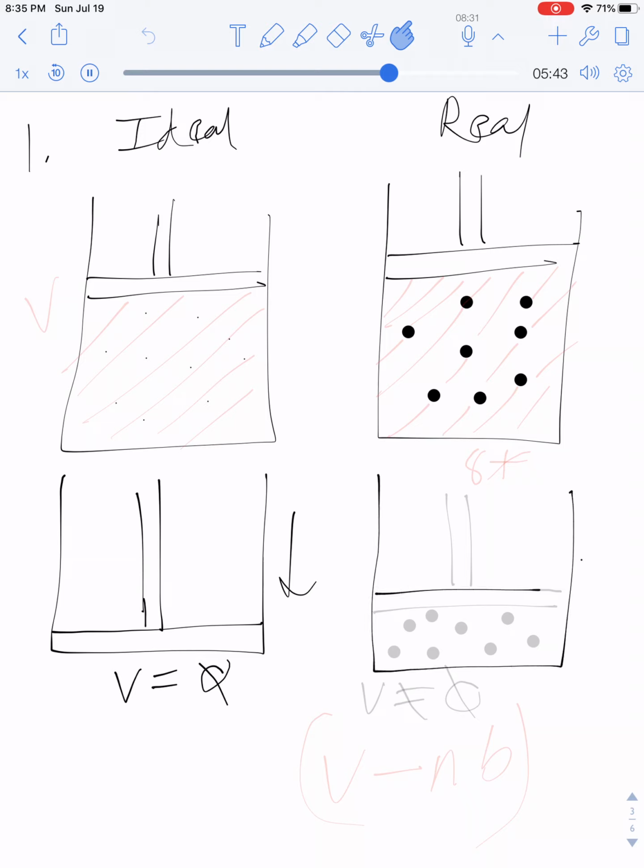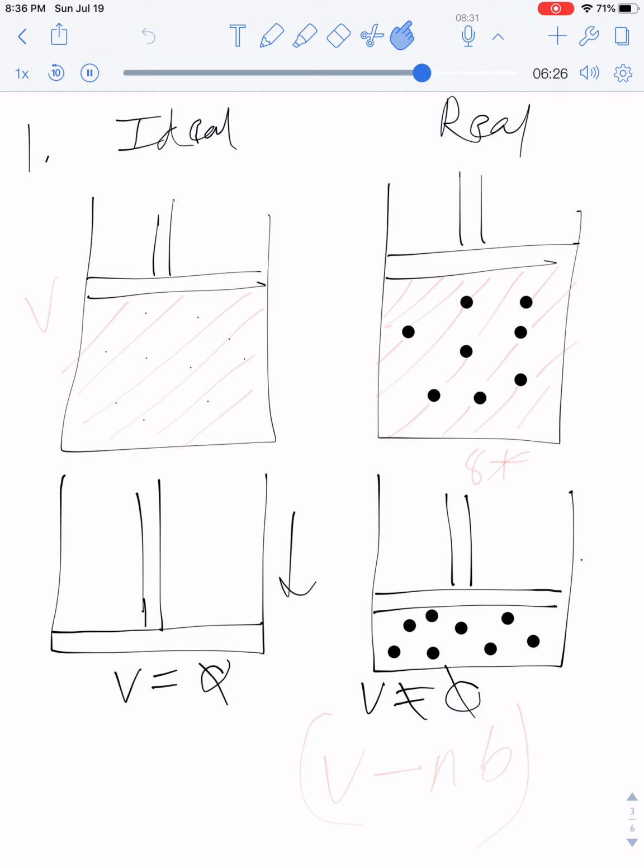But that is not the case. If you try to compress a gas, it'll turn into a liquid, and eventually that liquid will turn into a solid because the gas particles take up space, and eventually you will not be able to compress that gas anymore. So you cannot compress the volume down to 0. An ideal gas, you could compress down to 0 volume. A real gas, you can't compress it down to 0 volume.